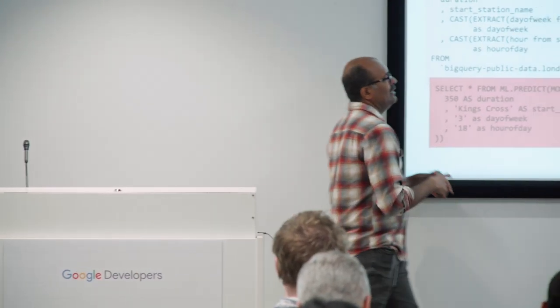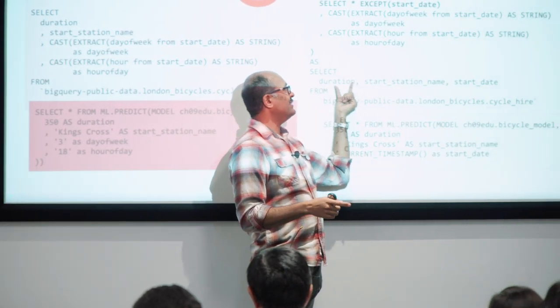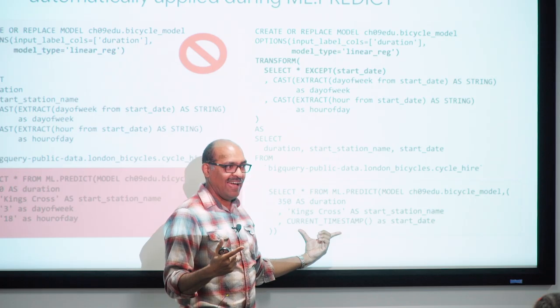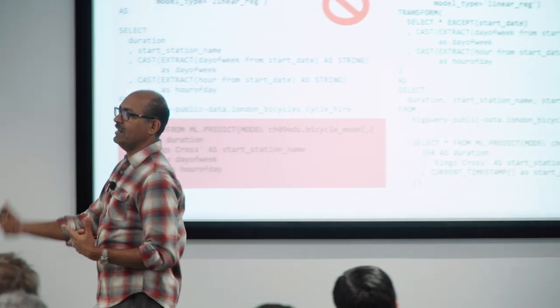So the ideal thing is that the model knows how to do the transformations that it needs. So with BigQuery, the basic idea is when you do a select, you select the raw data. I select the duration, the start station name, and the start date, and I put in a transform clause where I say select everything except the start date, so I get duration and start station name, and instead of the start date, I'm going to extract the day of the week from the start date and the hour of the day from the start date, and these are the inputs to train my model. Now at prediction time, I can just pass in King's Cross as the start station name and the current timestamp as the start date. And the model knows how to pull out the day of the week and the hour of the day.